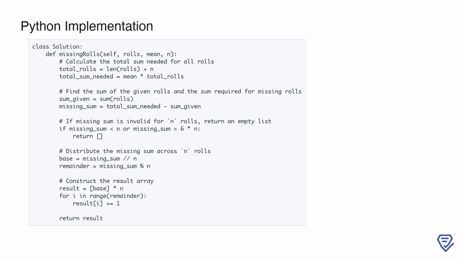If the missing_sum is valid, the function distributes it among the n missing rolls. It calculates a base value, the integer division of missing_sum by n, and a remainder, the remainder of this division. The base value is assigned to all n rolls initially, and the remainder is distributed across the first few rolls, one additional unit per roll, to ensure the total sum matches the missing_sum. Finally, the function returns the constructed result array. This approach ensures that all rolls are within the valid range, 1 to 6, and the total sum matches the requirement.